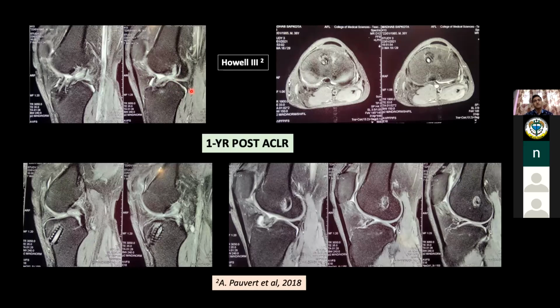So we should be very careful in interpreting the reconstructed ACL when we see hyperintense signal changes. As long as the fibers are intact and continuous, the graft is still intact.